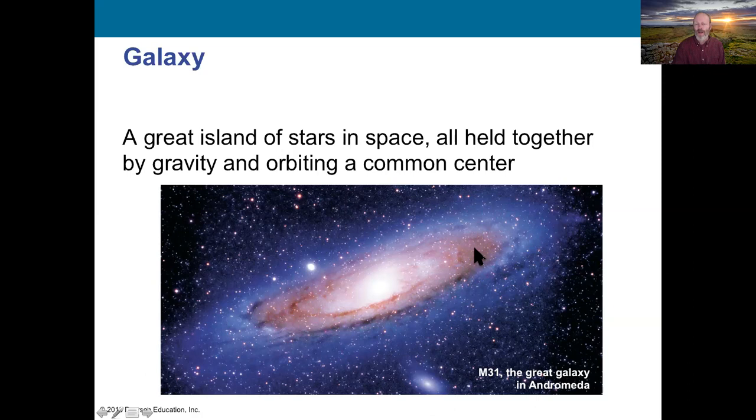But it is so far away, it takes light over 2 million years to get from there to here. And because it's so far away, the light bleeds together. If we could see the whole thing in the night sky, it would be as large as 11 moons across. So it would be quite large. But we really only see with the naked eye this central bulge here because it's so compact.